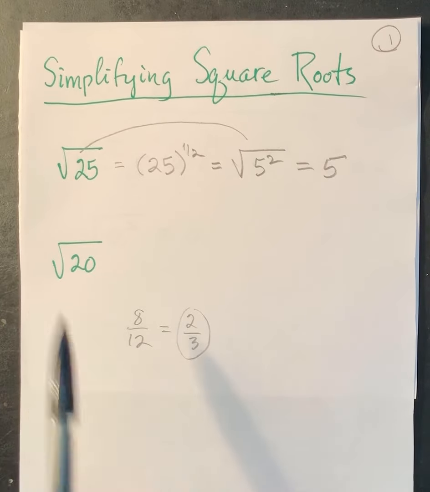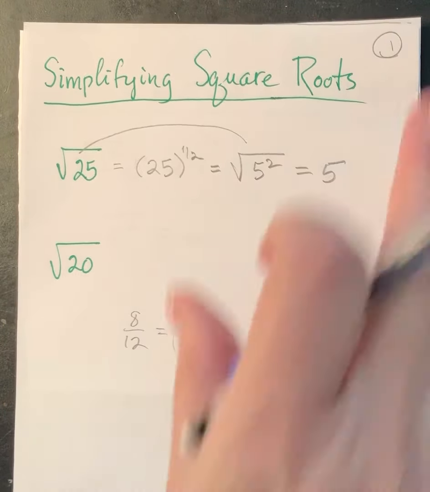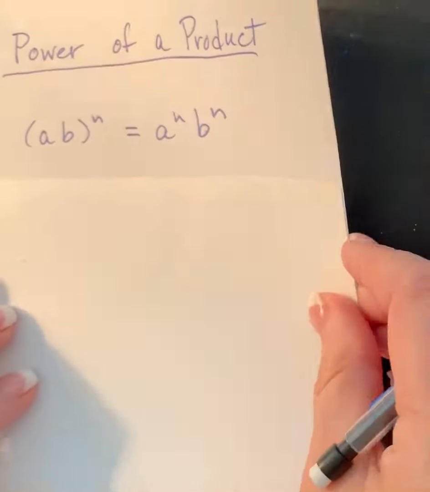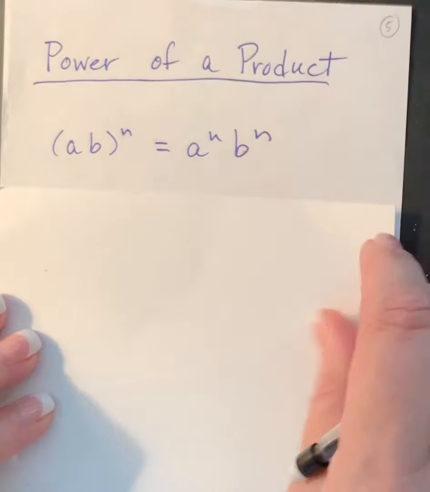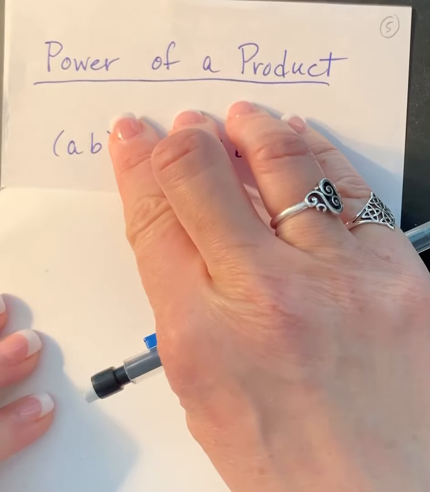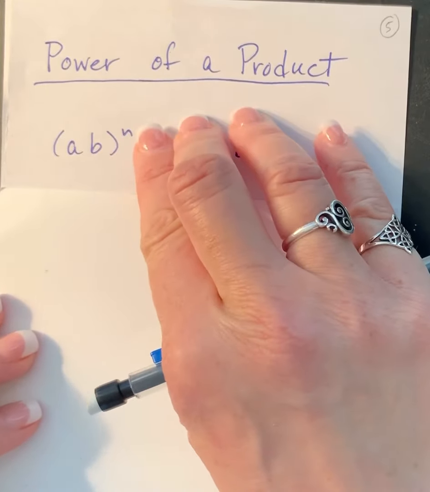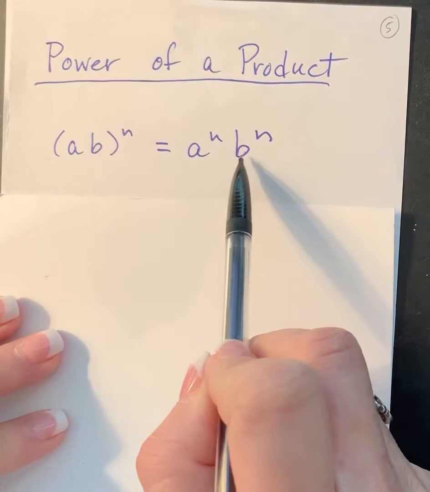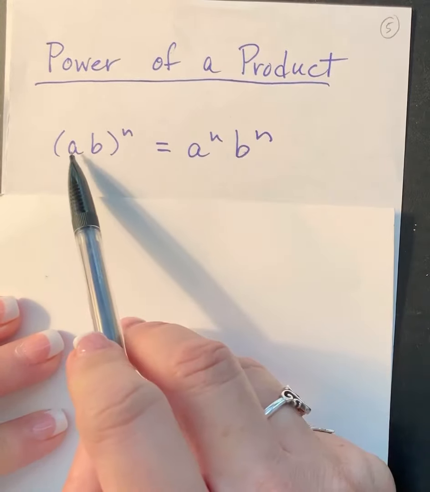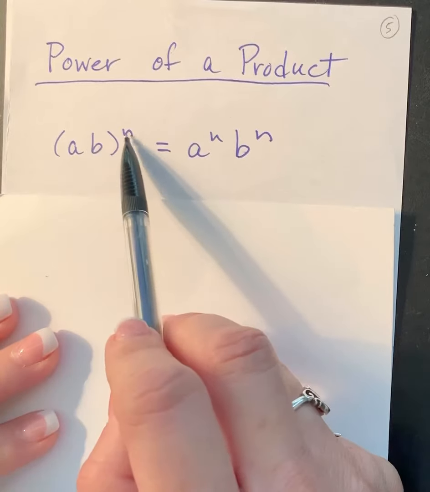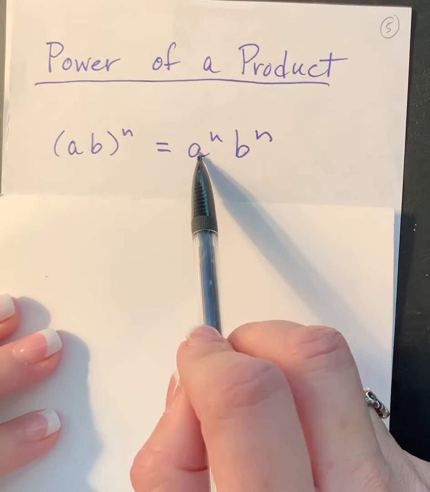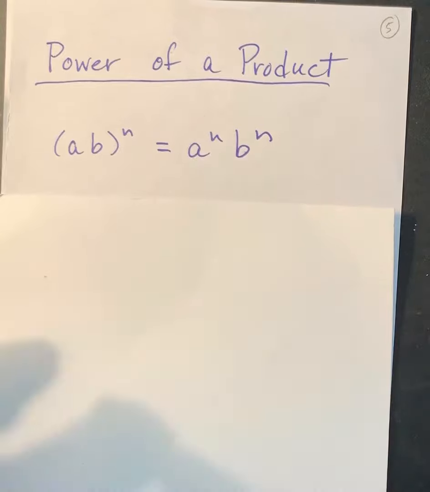All right, now, what about 20? 20 is not a perfect square. So we will use another exponent property, the power of a product. So a times b is a product, and if you're raising that to a power, you can raise each individual factor to that power. So ab, the quantity raised to the power of n, is the same thing as a raised to the power of n times b raised to the power of n.